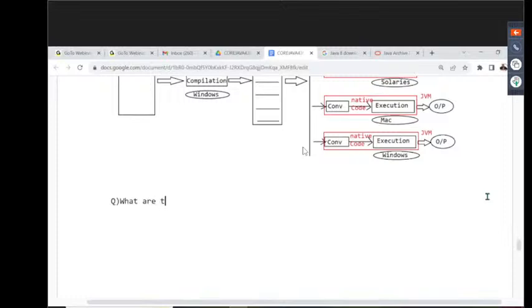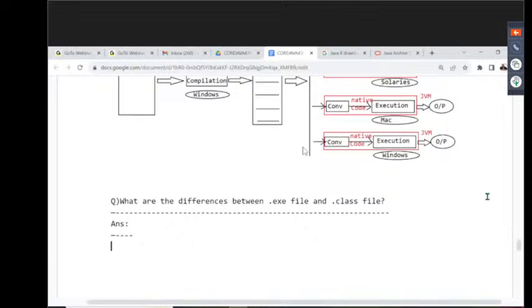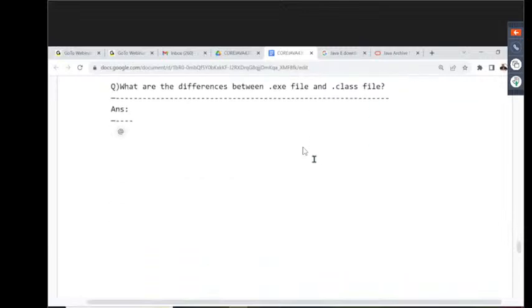What are the differences between .exe file and .class file? Now, we have to understand what exactly the differences between these two things are. Just one minute, I'll give some clarity. Now, the very first difference.